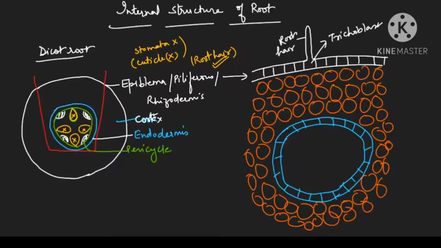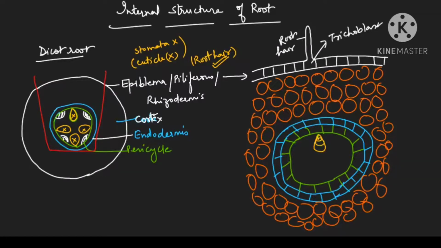Now let me draw the endodermal layer. Color changing is taking time. Sorry, the pericycle layer. The endodermis we have already drawn with blue color. This is the pericycle layer, green color which I have used for pericycle. And now see, this is your xylem with exarch condition.